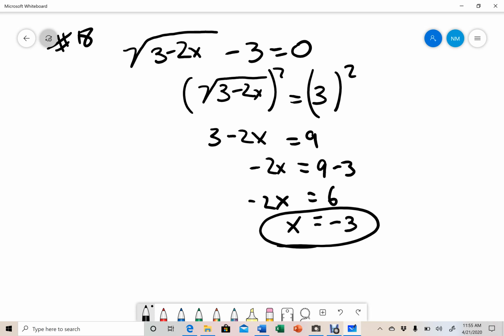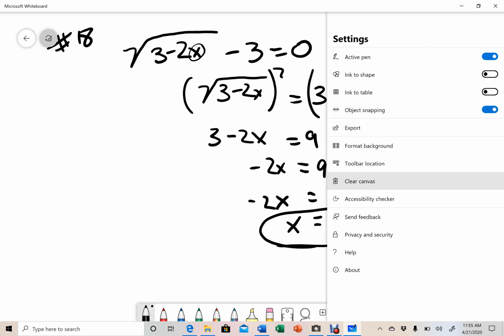Now, can I check this? Of course I can check this. I plug this back into my equation for x, in this case right here, and then I solve and make sure that both sides will equal 0, okay? So this is similar to what is on number 18 on your test. Number 19, we're dealing with a quadratic equation.